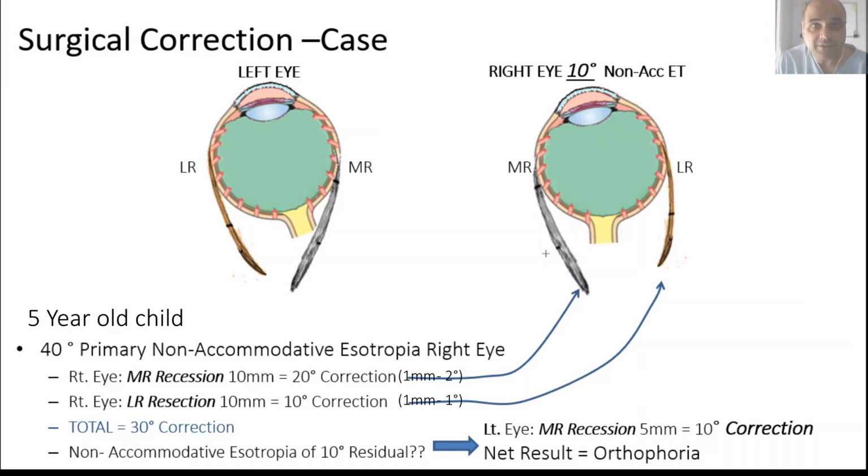I know this is a very difficult concept to understand and grasp. I mean, imagine how it would be to explain to patients that we need to do surgery on an eye that's looking straight, and you're doing it on a child mostly.